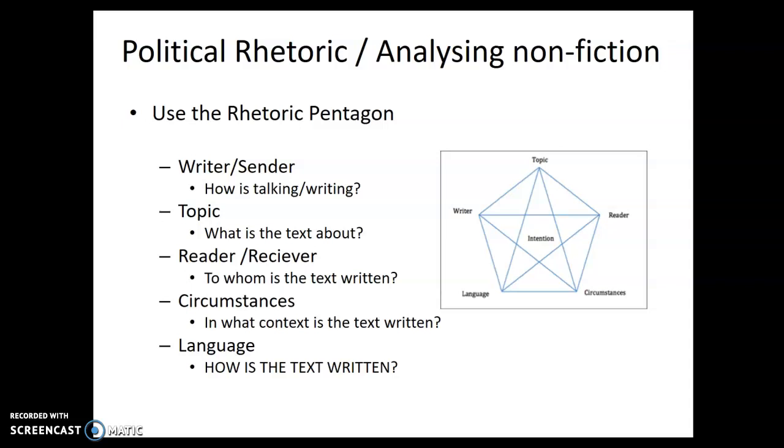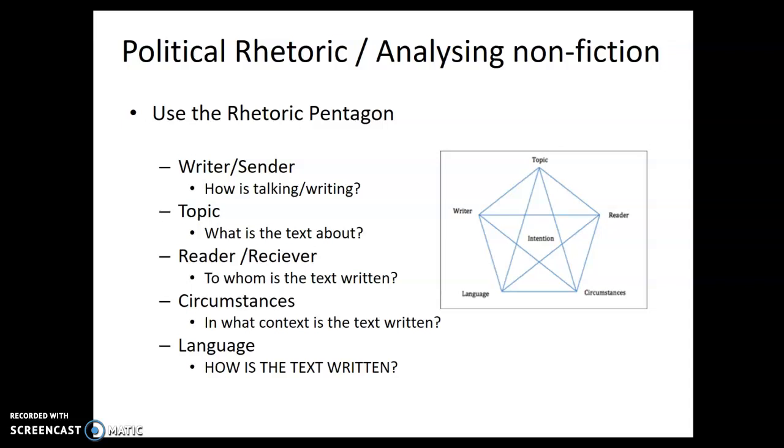And here we use the rhetoric pentagram, you can call it both, where we have these 5 focus points: the writer, the topic, the reader, the circumstances, and the language, which is essential here.